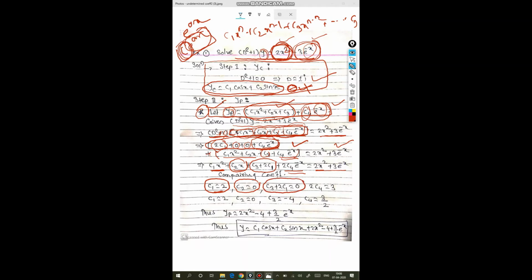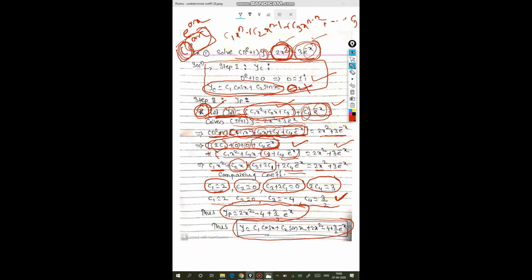And equating the coefficient of e raised to minus x, we get this last equation. So when we simplify, we get these values: c1 is 2, c2 is 0, c3 is minus 4, and c4 is 3 by 2. So when we replace these values in that assumed yp, we get here a particular solution, and then at the end we write yc plus yp as the complete solution.